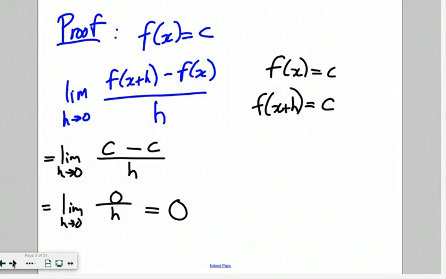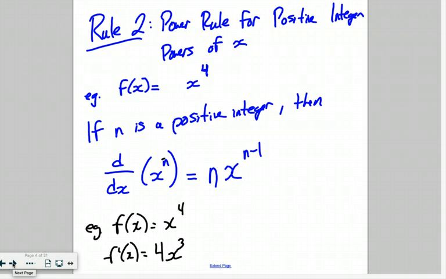Now if we look at rule number 2, which is the power rule for positive integer powers of x. If you have a polynomial term where x is raised to a positive integer exponent, the rule is that when you take the derivative, d dx of x to the power of n, where n is our exponent, you bring the exponent n down to become the coefficient of the x term, and the exponent is dropped by 1 and becomes n minus 1.